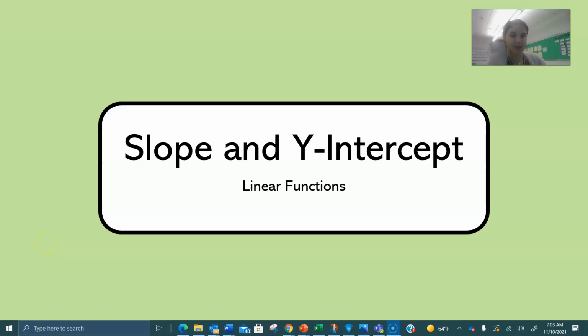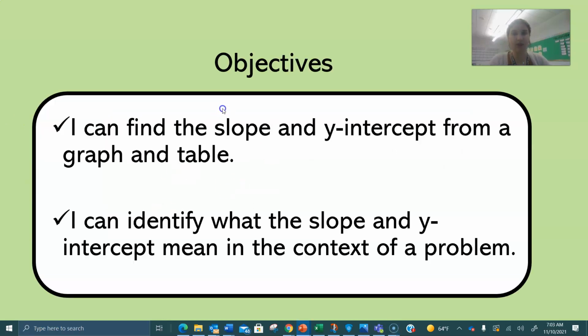Hi everyone, in this video we will find the slope and y-intercept of linear functions. So the objective is I can find the slope and y-intercept from a graph and a table, and I can identify what the slope and y-intercept mean in the context of a problem.